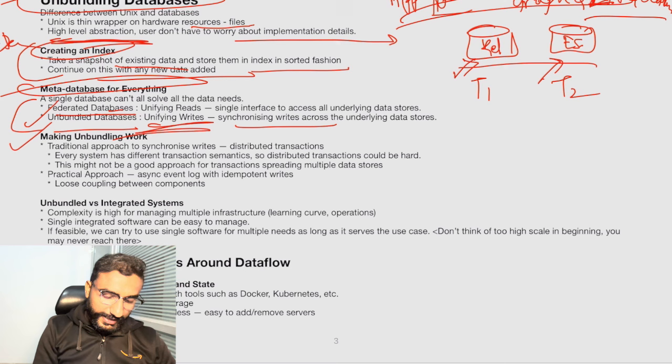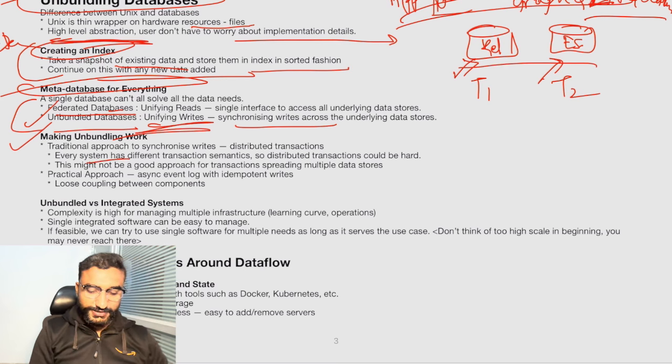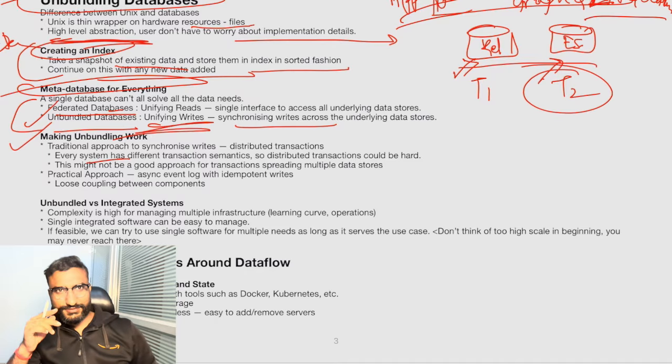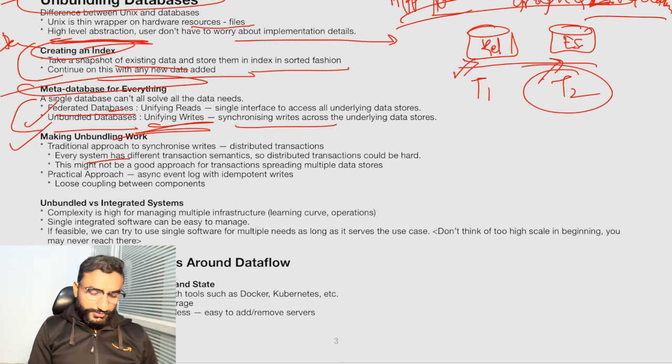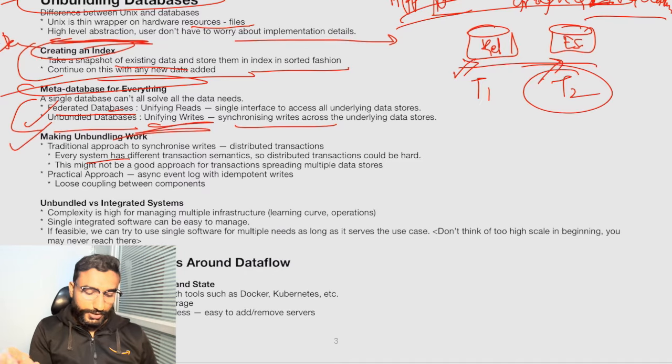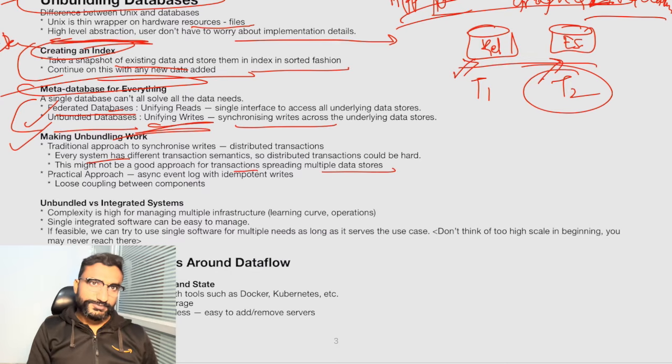Okay, but the problem here is every system has a different transaction semantics, so distributed transactions could be hard. It could also be possible that there is no transaction functionality offered by their database, so it becomes even harder. So how will you do it? It's actually a hard problem to solve. Okay, this might not be a good approach for transactions spanning multiple data stores. I totally agree that it's a hard problem to solve.